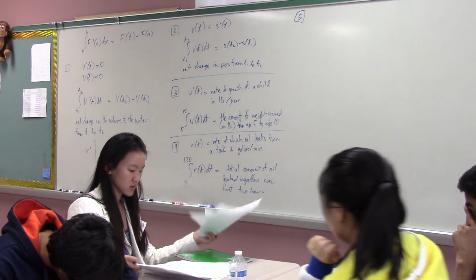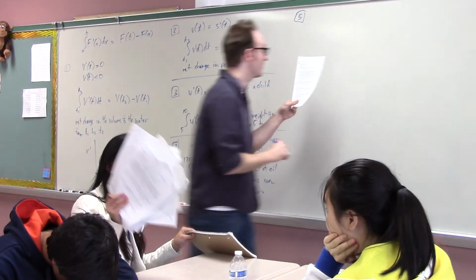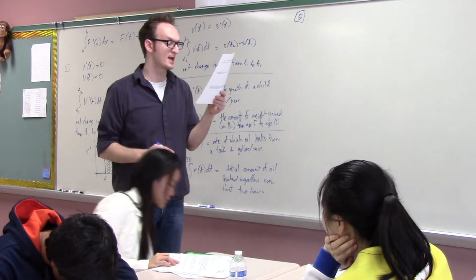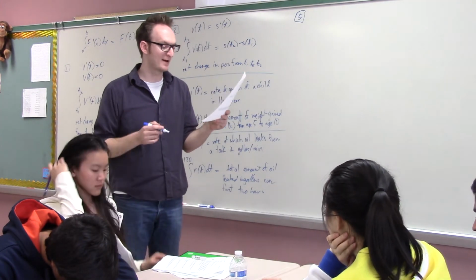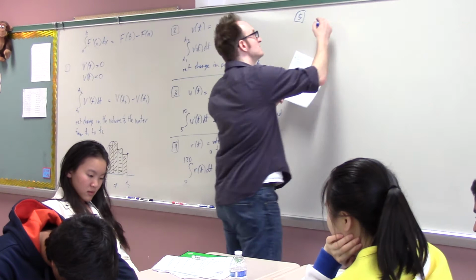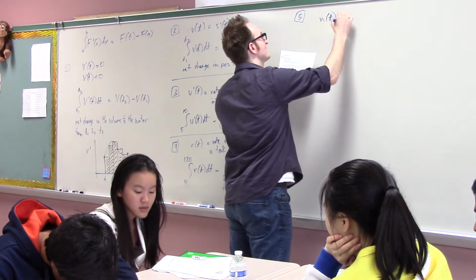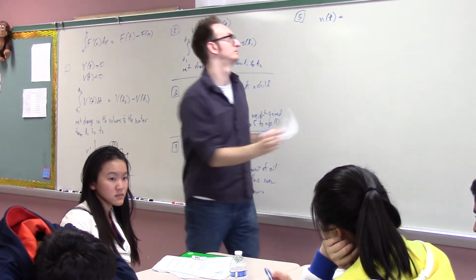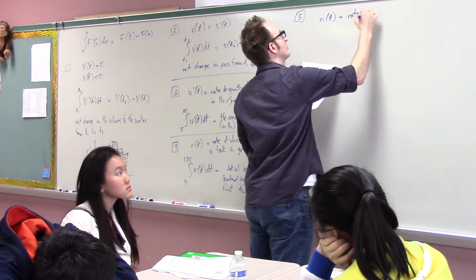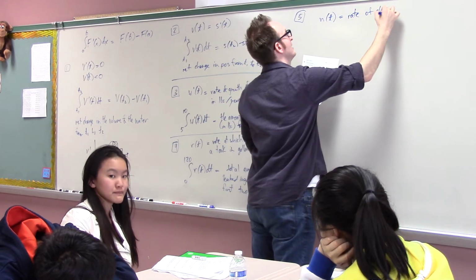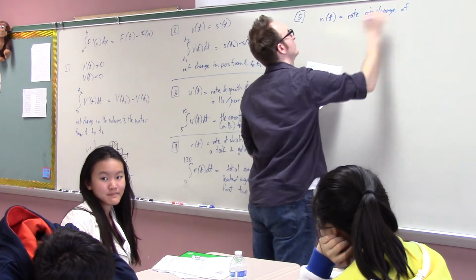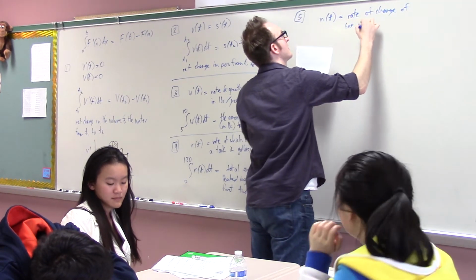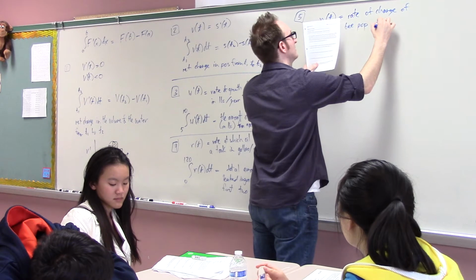Okay, yeah, so here's what we have. We have a population of honeybees, and it increases at a rate of N of T bees per week. So N of T represents what in words? The rate of change of the bees. This is the rate of change of the bee population over time, in bees per week.